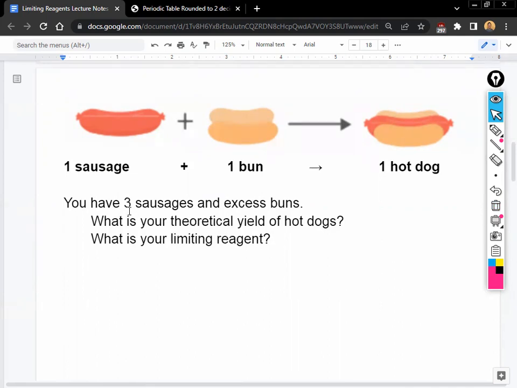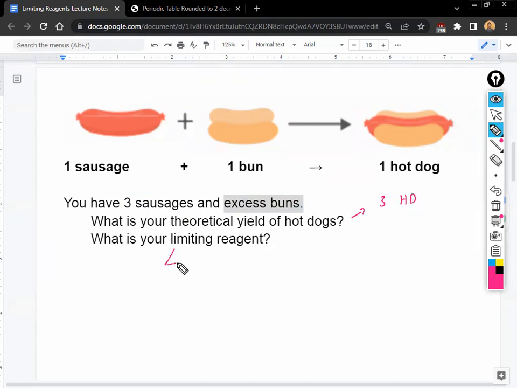Okay, so pop quiz. If you have 3 sausages and excess buns, if you have unlimited buns, what is the theoretical yield of hot dogs? How many hot dogs can you make with that? Yeah, you can only make 3, right? Why can you only make 3? Yeah, you're going to run out of one of the ingredients. You're going to run out of the sausages. So your theoretical yield is 3 hot dogs.